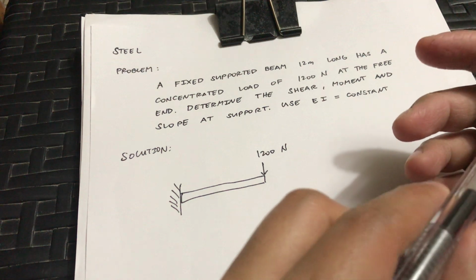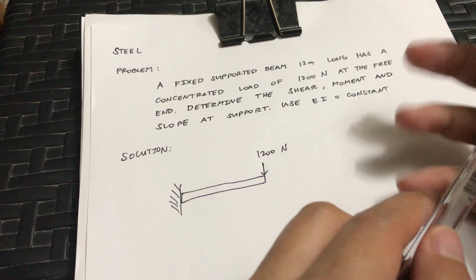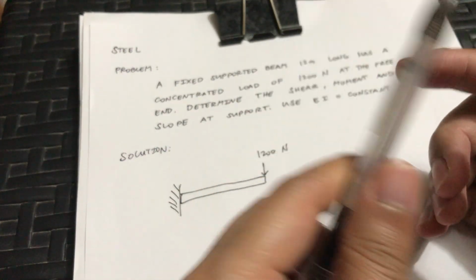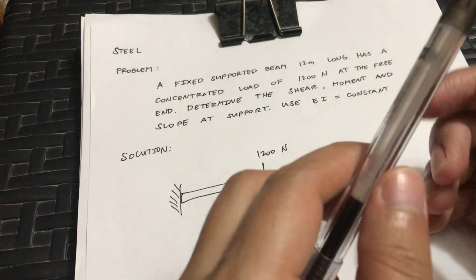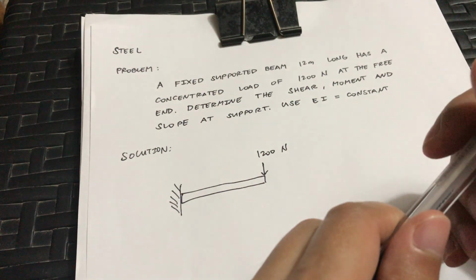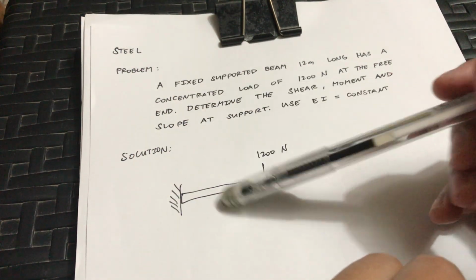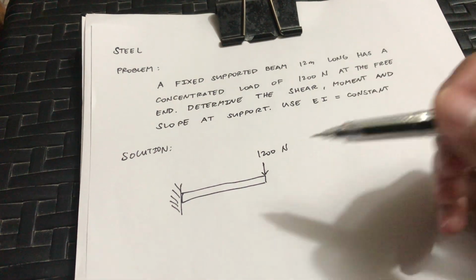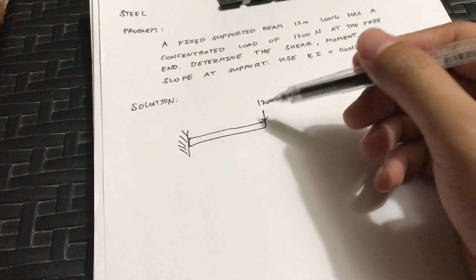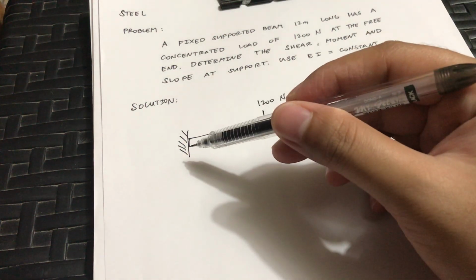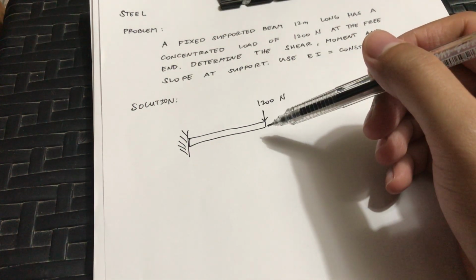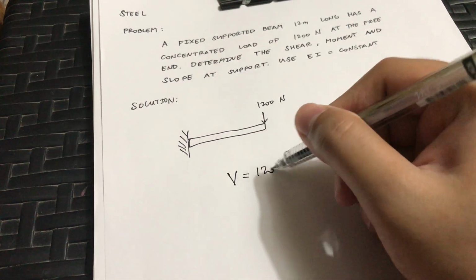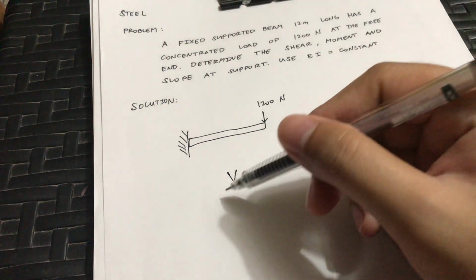Time is important. You need to learn the shortcut formulas for solving moment, shear, slope, and deflection for common beam setups, such as a fixed supported beam. Now, this is a common beam setup. To solve for the shear at support for a concentrated load on a fixed beam, where the concentrated load is located at the free end, the shear is simply equal to the load, which is 1,200 Newton.